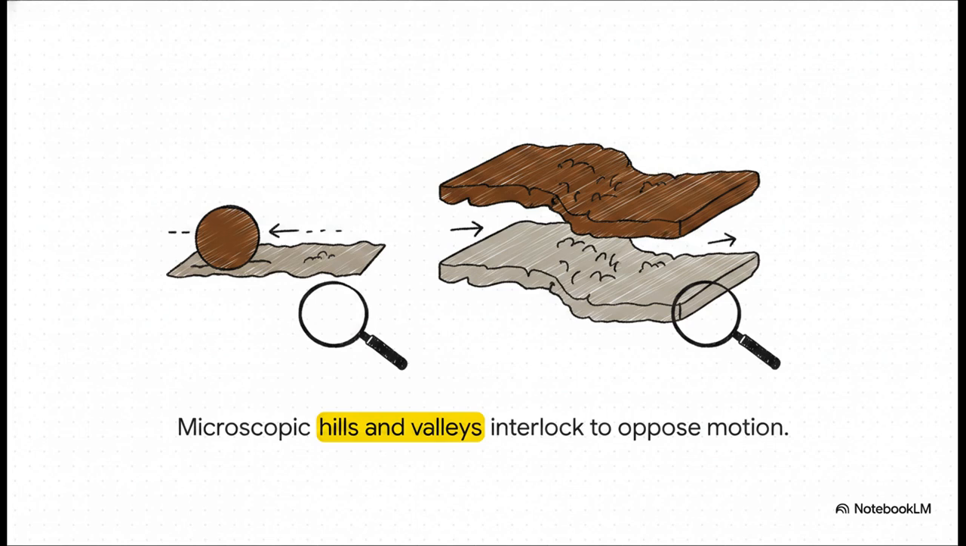Under a microscope, even a seemingly perfectly smooth wooden table isn't smooth at all. It is literally covered in tiny bumps, little microscopic hills and valleys. When a wooden block slides over that table, those microscopic hills and valleys snag, interlock, and entangle with one another. This mechanical interlocking strongly resists the motion, acting in the exact opposite direction of the motion, gradually slowing the object down until it completely stops.